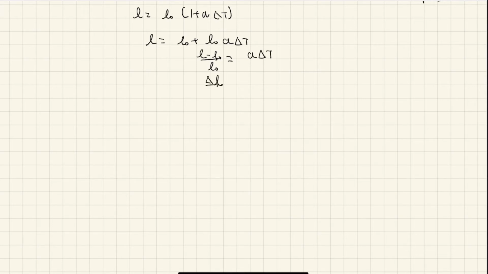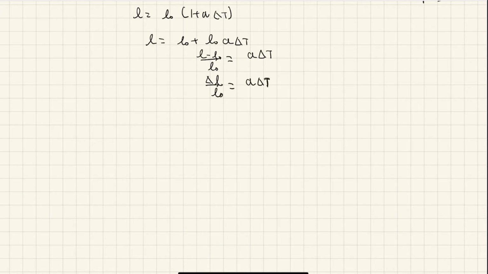So I have written that L equals L naught times 1 plus alpha delta T, right? So I will do a bit of maths and rearrangement, and so L minus L naught upon L naught is going to be alpha delta T. So it's going to be delta L upon L naught equals alpha delta T.